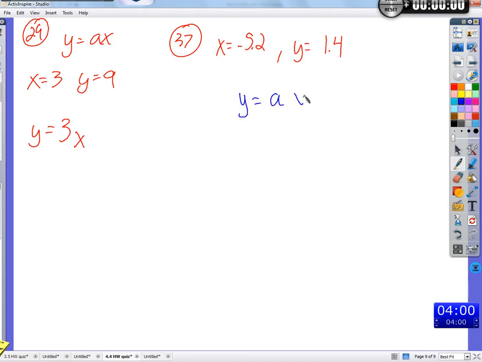To write this equation, we're trying to figure out what that is. What is a? What do we multiply x by to get y? Anybody feel like they've got it? Got the equation?